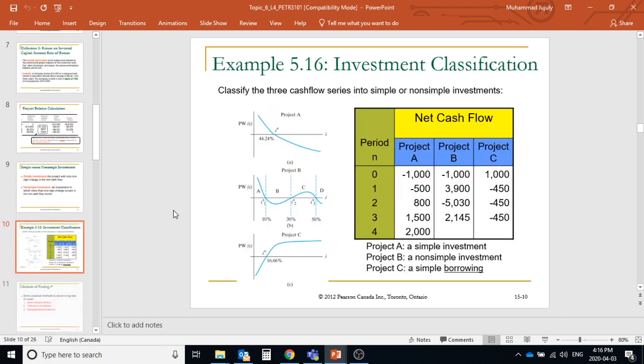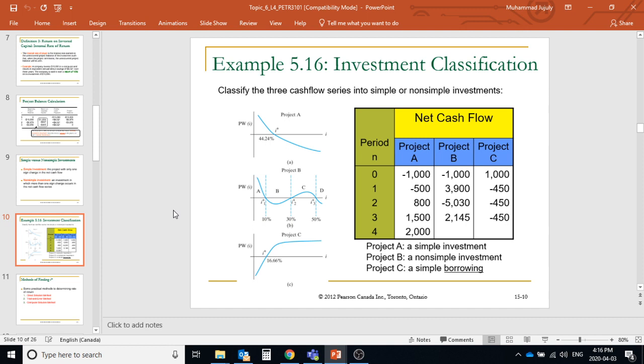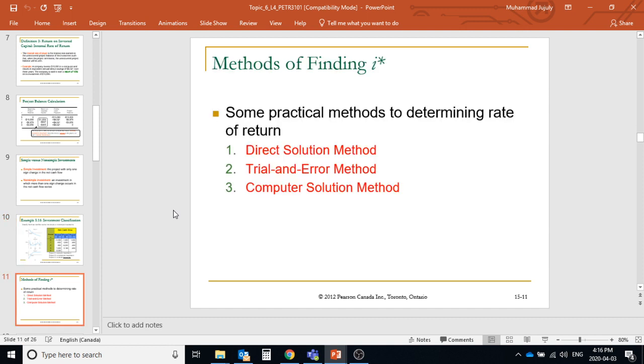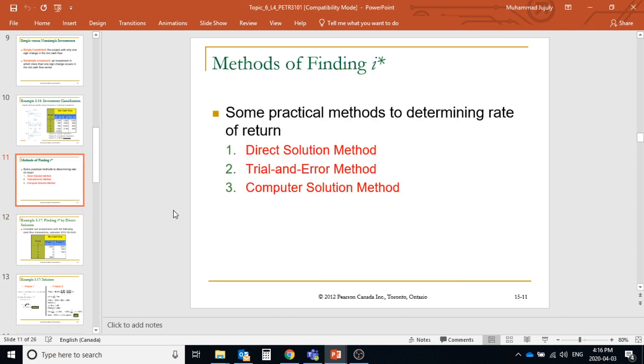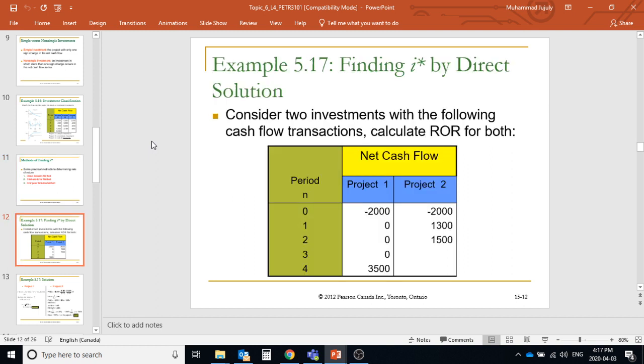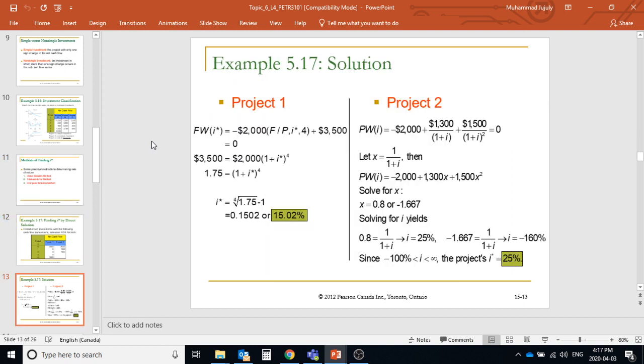The simple versus non-simple investments. I just need to go through that, but you don't need to do too much. If you want to find the i, there are 3 different solutions: direct solution method, trial and error, and computer solution method. Let's see how we can do that. For the direct solution, it's a quadratic equation, and we can calculate the i with this one.